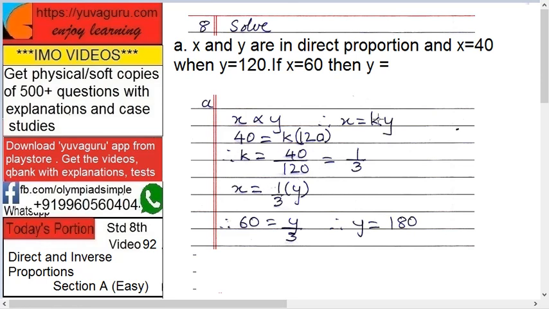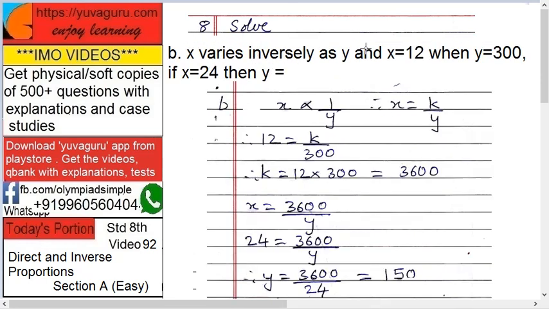Therefore x equals what? Instead of k, write 1 by 3. 1 by 3 into y, that is y by 3. Okay. Next, if x equals 60, means 60 equals y by 3. So y equals 60 into 3, which is 180. That is the value of y required.